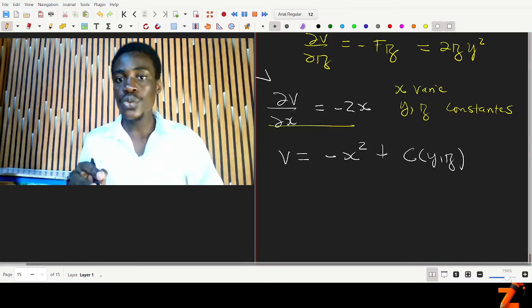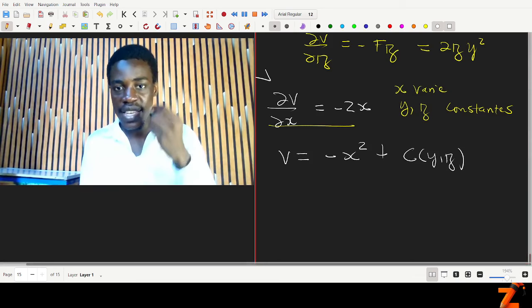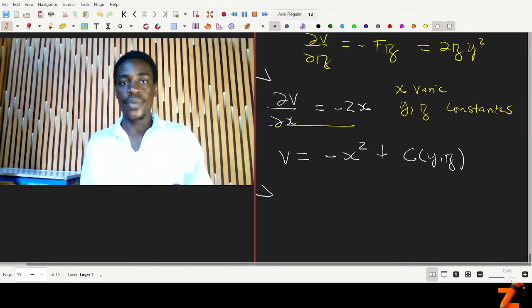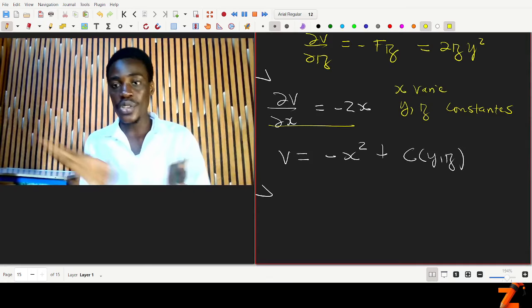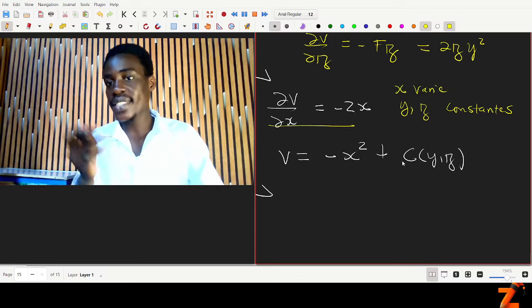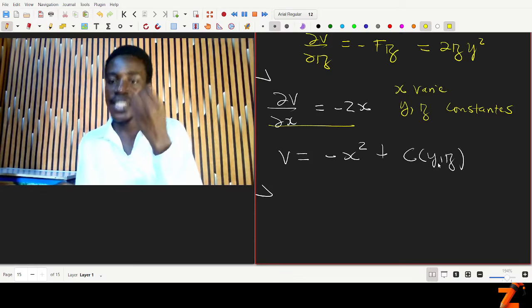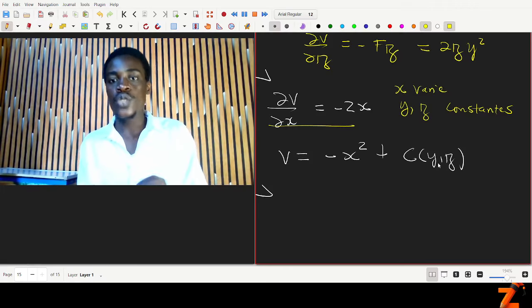Very good. So if I finish finding v, what is the next step? Can I stop here and say that the result is that, and frame it and say that's the result? No, because I don't know what c of y and z is. I don't know what it is. So I have to find c of y and z.